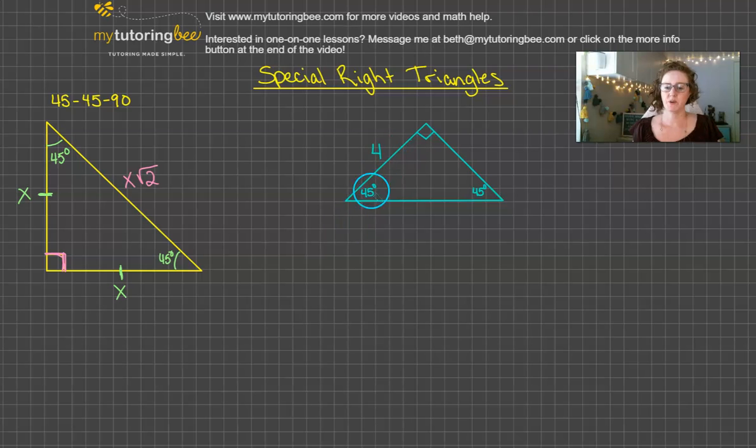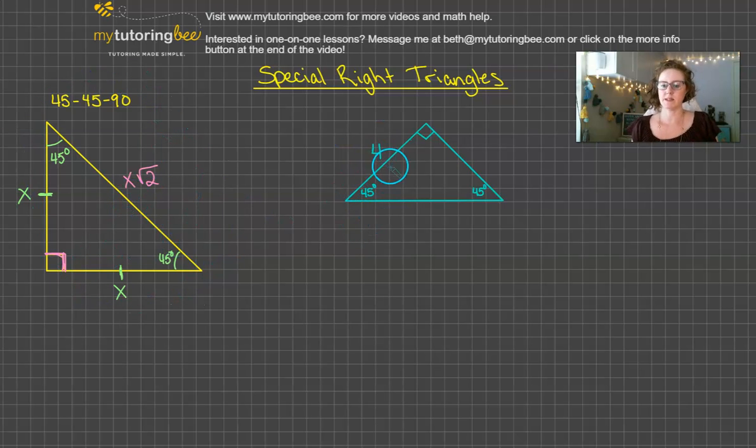So here we have a 45, 45, 90 triangle. We can tell by looking at the angles that we can apply these new rules that we just learned to this triangle. We were only given that this side is equal to 4 units, and we want to find out the other two sides. So we can apply our special rules that we just figured out, and I left our example over here for us to use.